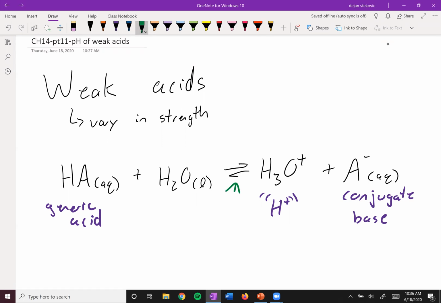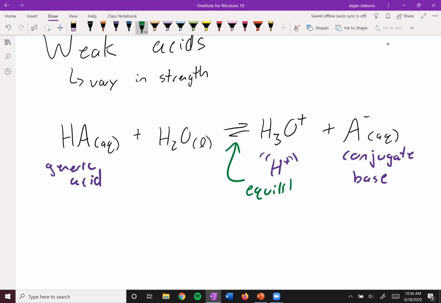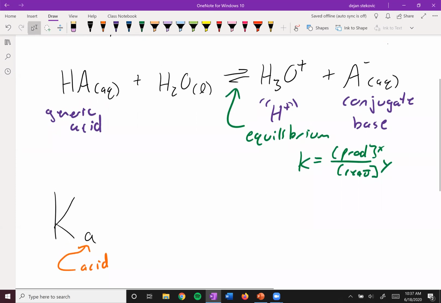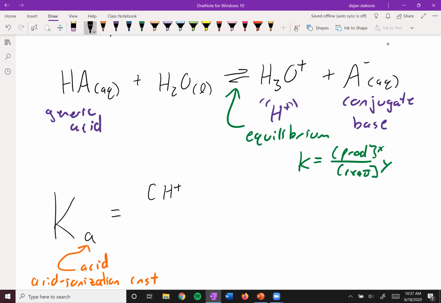And so we see here, the arrow here is an equilibrium arrow. And so if we're thinking about equilibrium, we can write a K, right? Remember, K is the products taken to their coefficients over the reactants taken to their coefficients. And so this gets a special K as well. So this is called Ka because the A stands for acid. And really it's called the acid ionization constant, or the Ka of this acid, right? And so it's products over reactants. So our products here are H plus or H3O plus, and then the conjugate base, A minus, divided by the original acid, right? HA. We don't include water because it's a liquid.